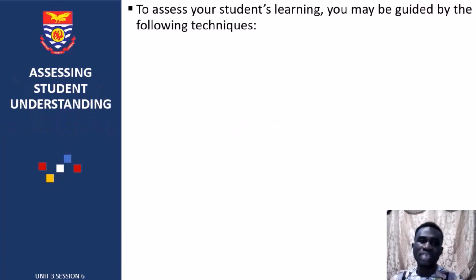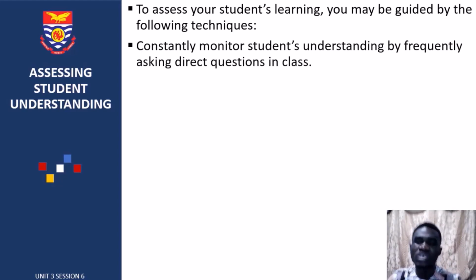Now, how do we assess student understanding? If you want to assess the understanding of your students, then these are some techniques that will guide you. Constantly monitor students' understanding by frequently asking direct questions in class. Now, we saw that in questioning, you ask the question, you pause, then you call a name. If you want to direct the question to a student, you call the name of that student. And that is why you must know the names of your students.